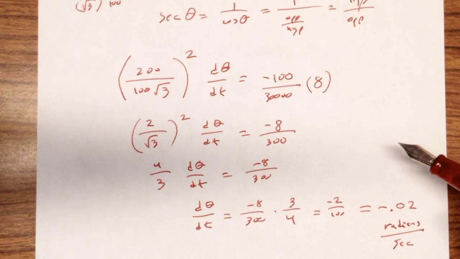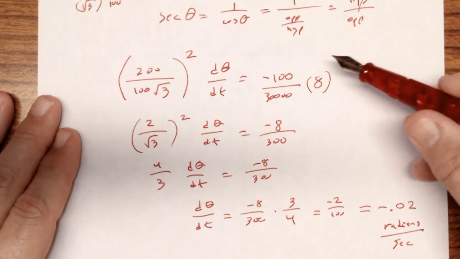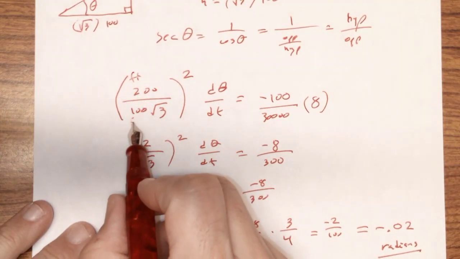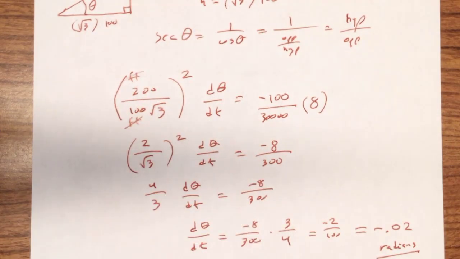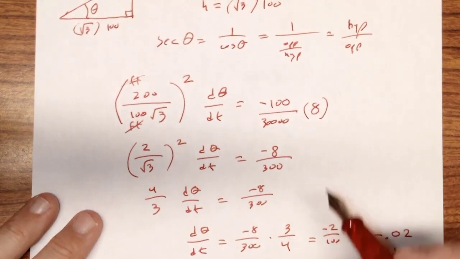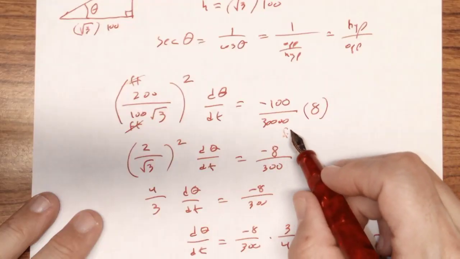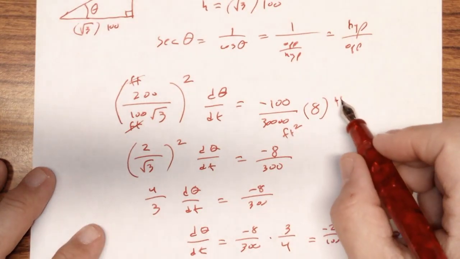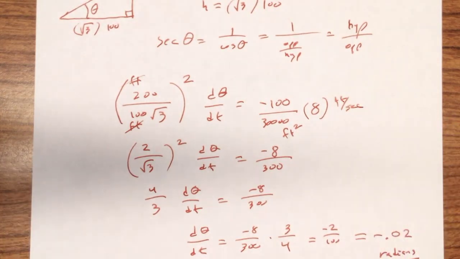Now, if I go back here, I can actually fit all of those numbers in here. This is length, right? This is feet over feet. Those are going to cancel out. h squared is feet squared. The dh/dt is feet per second, isn't it?